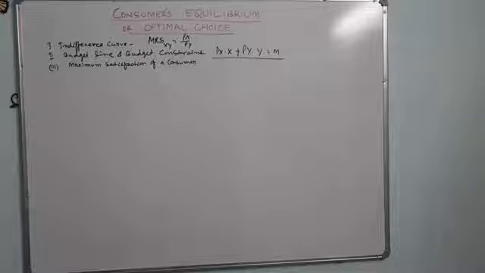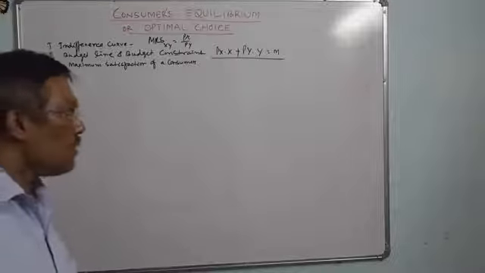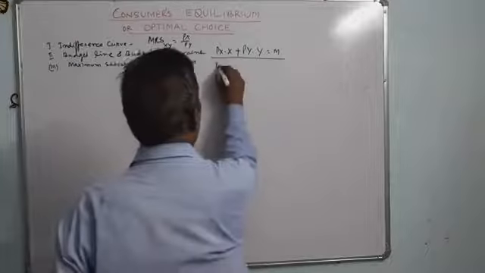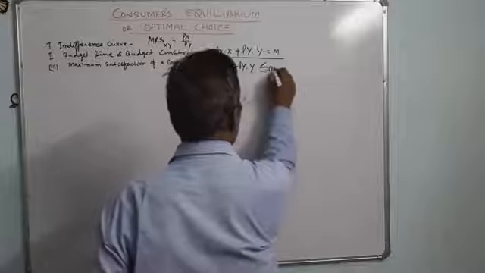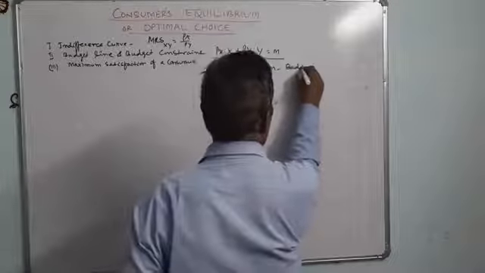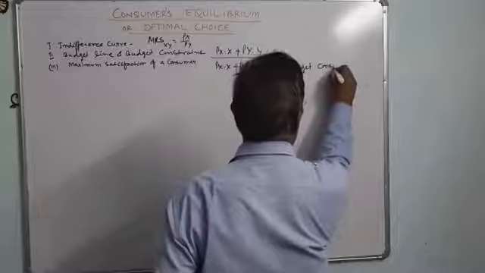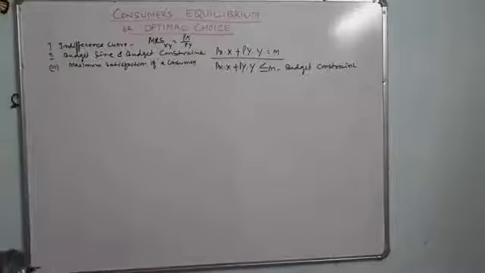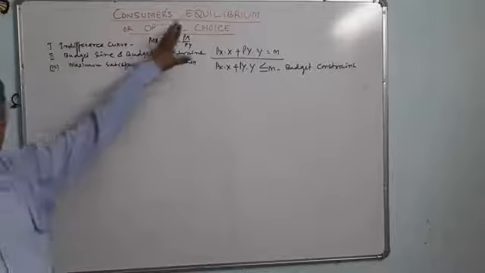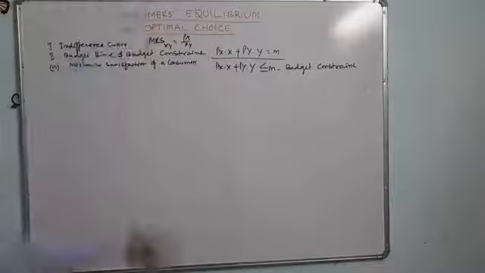In other words, equilibrium is attained when the consumer reaches the highest possible indifference curve given his budget constraint. The budget constraint is Px into X plus Py into Y less than or equal to M. This is the budget constraint. These things must be clear. Then we will analyze consumer's equilibrium through the diagram.